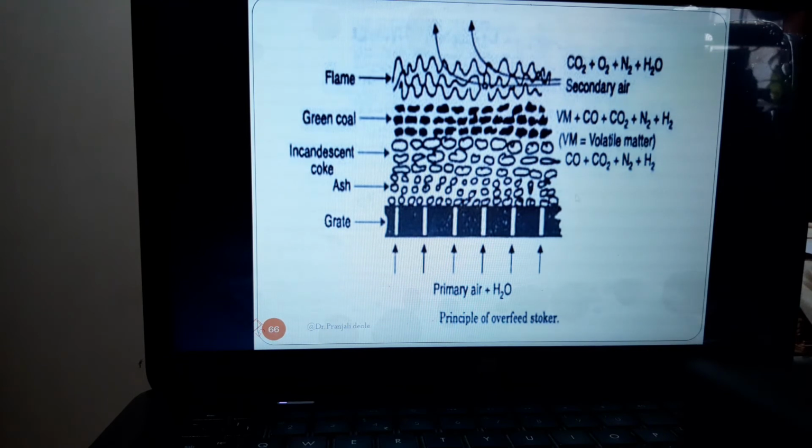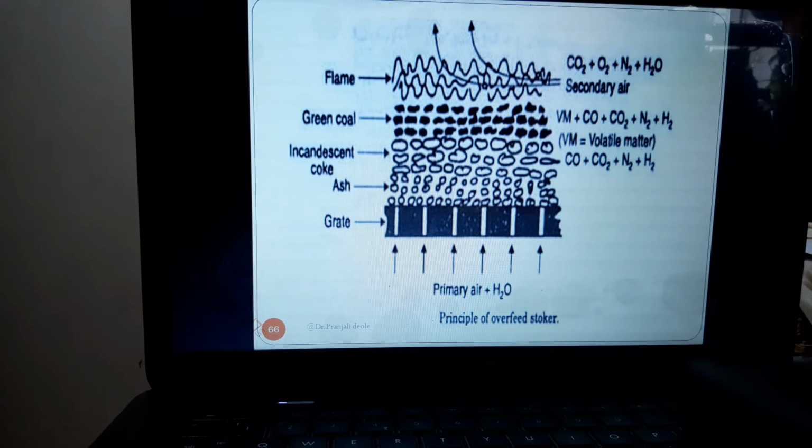So this is a diagram. You can see the principle of an overfeed stoker shown with the help of this diagram. Here you can see that at the bottom the grate is shown, over the grate there is ash and incandescent coke, then this is the green coal, and these are the flames which are generated after burning this coal. To these flames the secondary air is given.